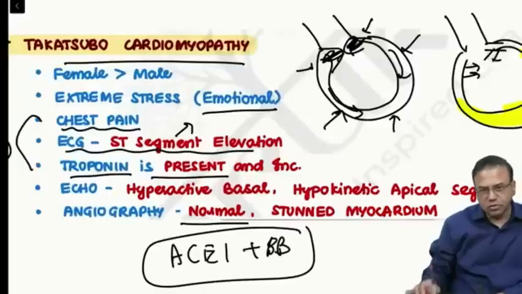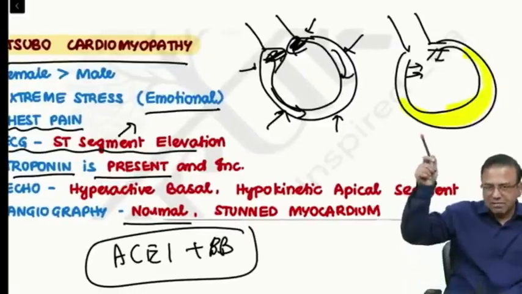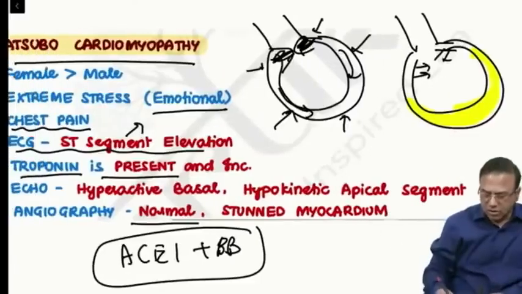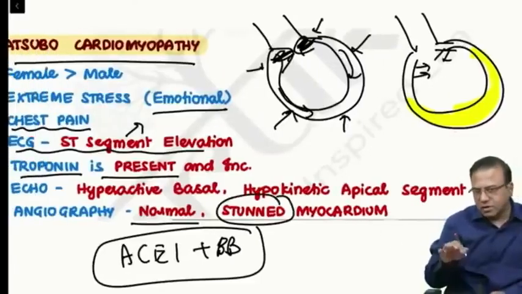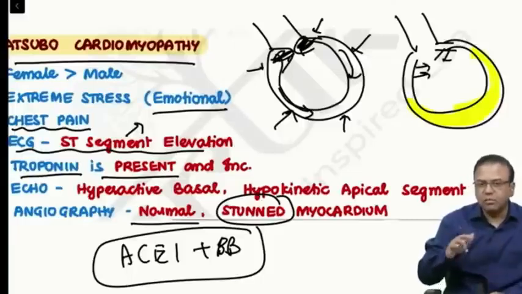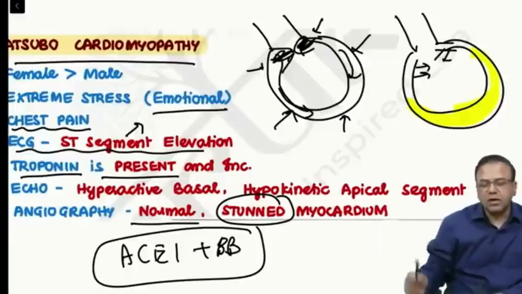Generally the prognosis is good. This myocardium is alive. Its perfusion also is normal. In fact, we proved it by angio. Perfusion is okay. That's why it's called stunned myocardium. So by definition, a stunned myocardium is one that is alive, which is not contracting, but the coronary blood flow in that area is good. That is called stunned myocardium.